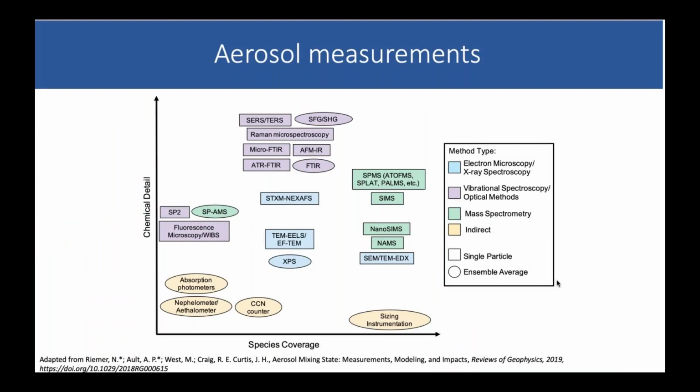So if we try to summarize all of these, you can see here we have put on two different axes. We have species coverage, so how many different species are we measuring, and then what's our chemical detail. And we've broken this down by different categories I showed you on the previous slide: electron microscopy with X-ray spectroscopy, vibrational spectroscopy, optical microscopy, mass spectrometry, or more indirect methods, and whether or not the method measures individual particle by particle, or whether it, say, collects an ensemble average, such as a bulk filter.